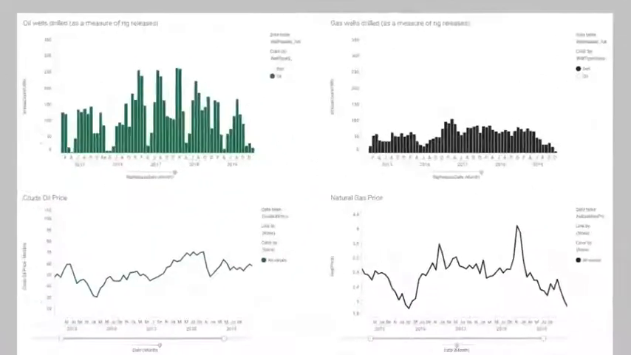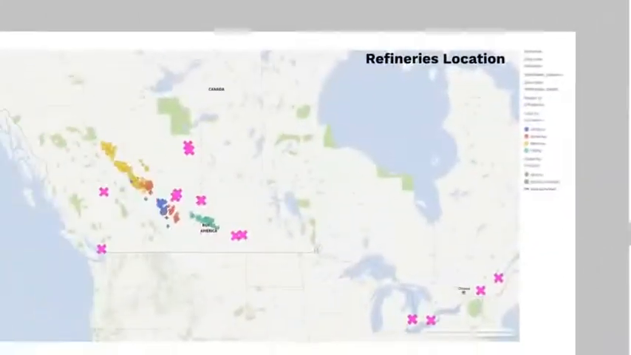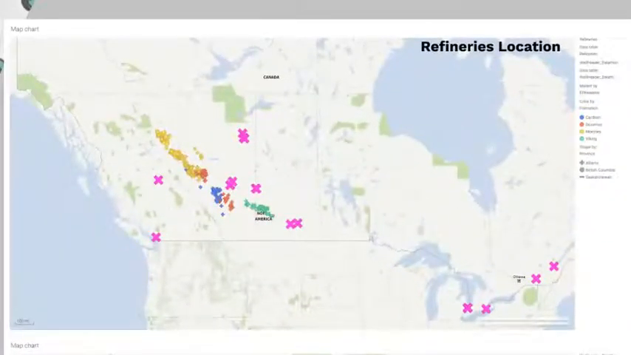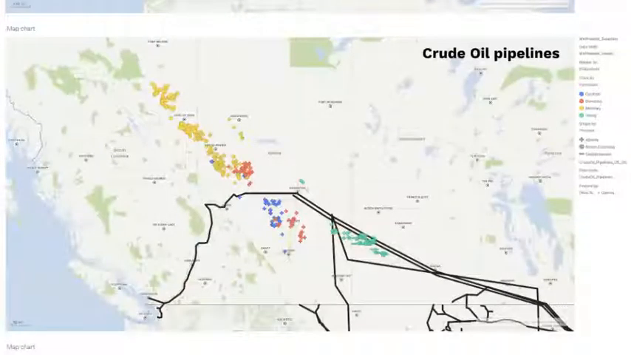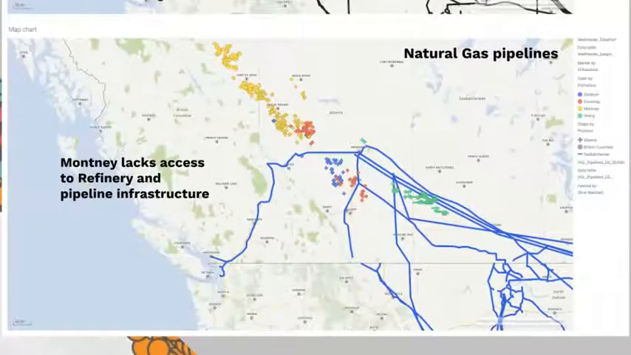As we expected, the number of drilled wells tracked crude oil and natural gas prices, with 2017 and 18 seeing the most drilling. However, there is another factor at work. If we look at the refinery location, that's the black crosses, the crude pipeline map, and the natural gas pipelines, we see that Montney lacks access to pipelines and refining facilities. This could be a contributing factor to the higher number of ducks in that formation.